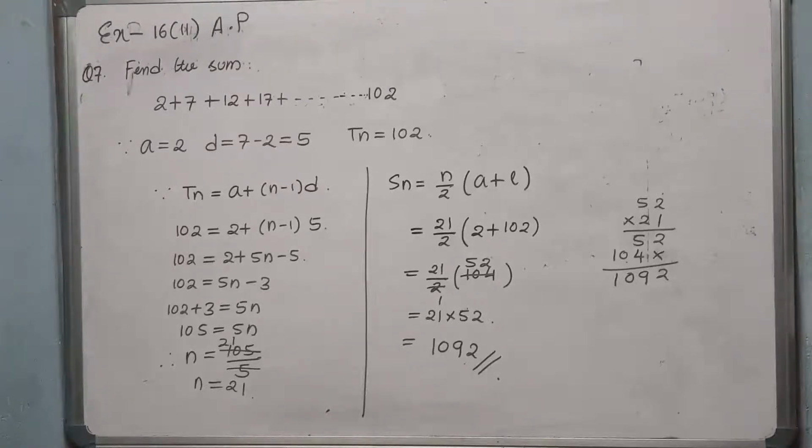In case the last term is given, always use this formula: Sn is equal to n by 2 into (a plus l).